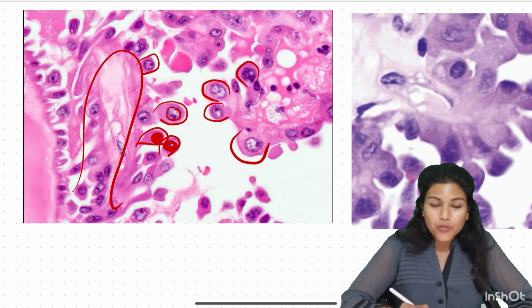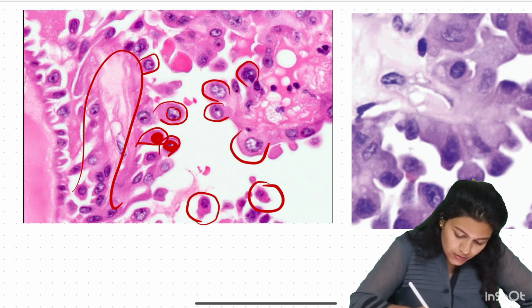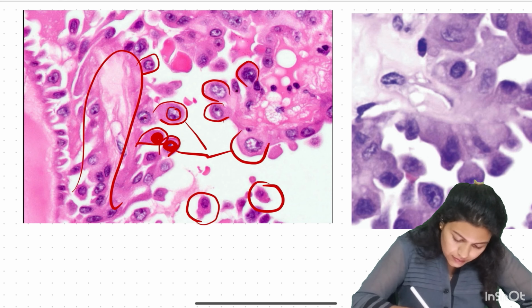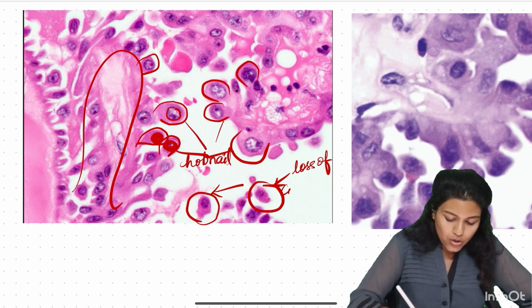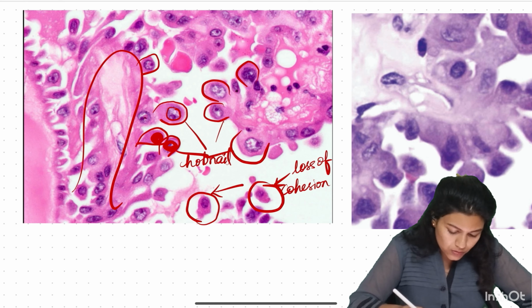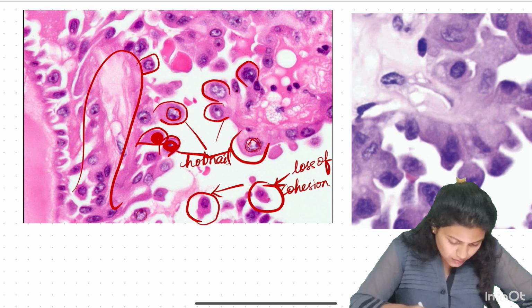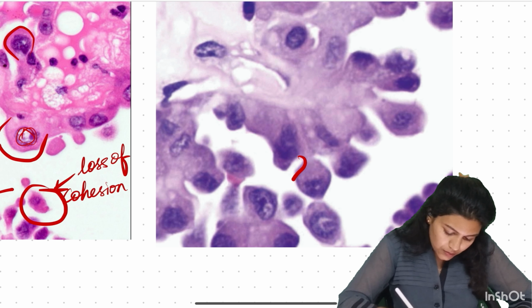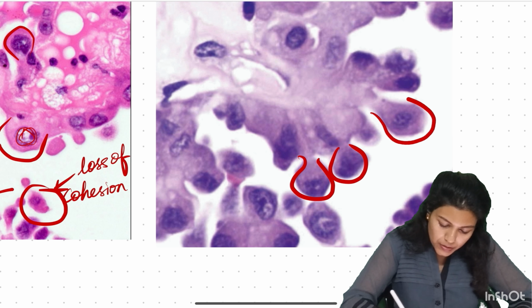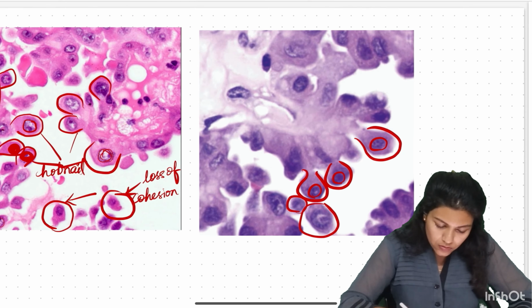And also there's loss of cohesion. We see individual cells, they are scattered. Scattered individual cells are seen. These are the hobnail cells. These are the scattered individual cells because of loss of cohesion. And also you can see nuclear clearing. This also shows you clear hobnailing, clear apical bulging. Nucleus is apically located. Here, single individual cells because of loss of cohesion.